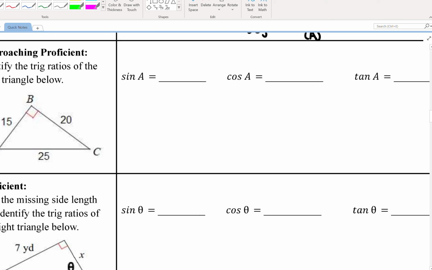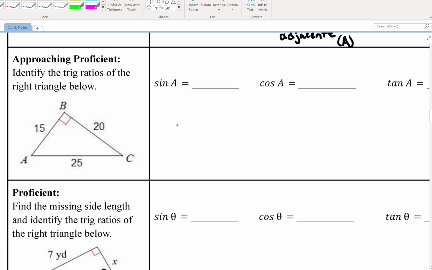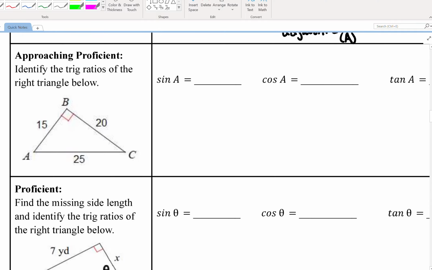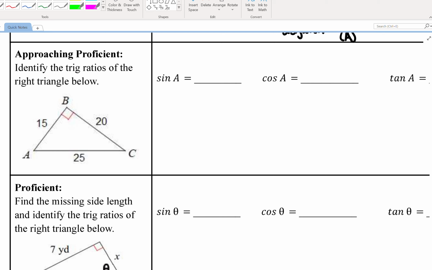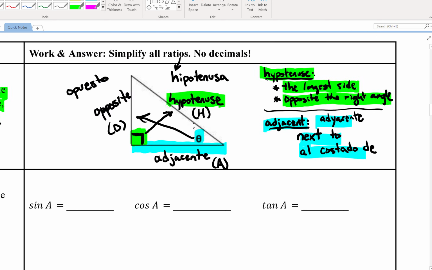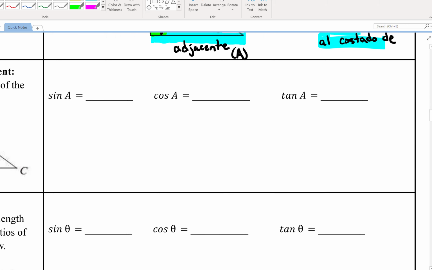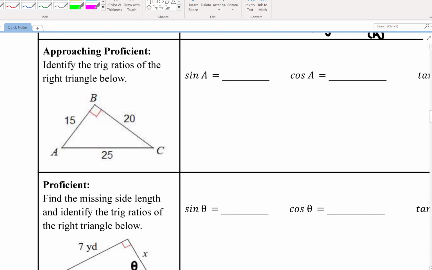Hello, welcome. This video is about trig ratios, at the approaching proficient level, and it asks us to identify the trig ratios of the right triangle below. If you watch the video before this, then you'll know where to put your opposite, adjacent, and hypotenuse. If you haven't watched that, I'll explain it in that other video. But this is the first thing that we would want to do.